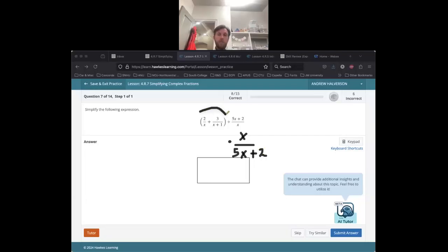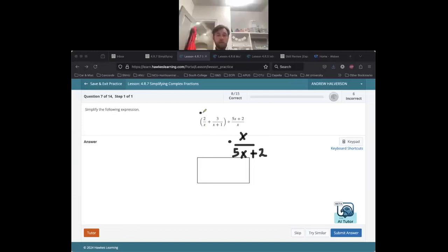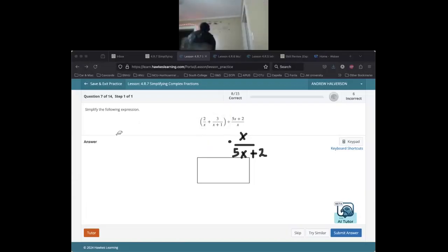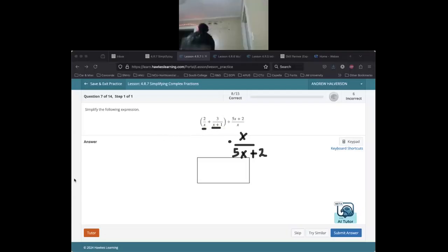So how about this part then? The 2 over x plus 3 over x plus 1. Wouldn't it be 5 over x squared plus 1 or no? Well, you're talking about this? Yes. So what do we need? Oh, the common denominators. So we need to get those the same.